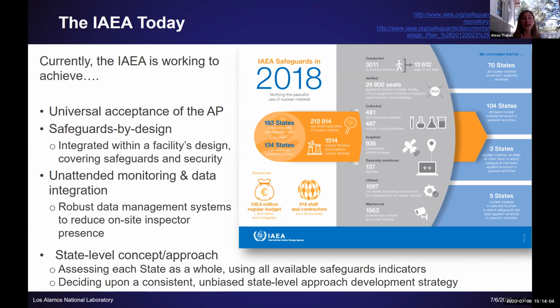Additionally, they're working on deciding upon a consistent and unbiased strategy to implementing or developing these state level approaches within each state. And so, a few of the changes from what I'll call traditional safeguards and the state level approach to safeguards are that, under traditional safeguards, the IAEA looks at facilities, individual facilities, and the materials within those facilities and assesses the attractiveness of the materials and then implements safeguards according to that.